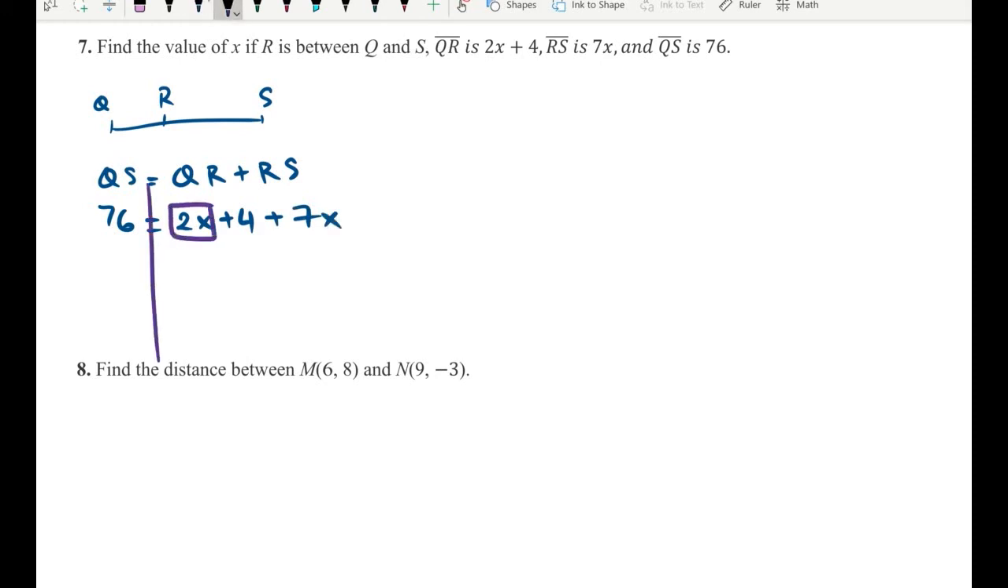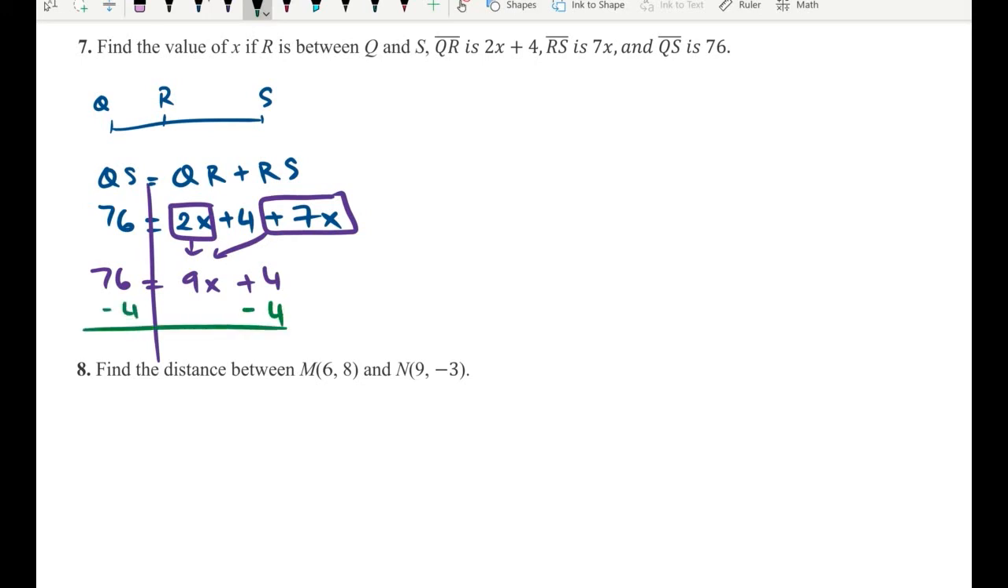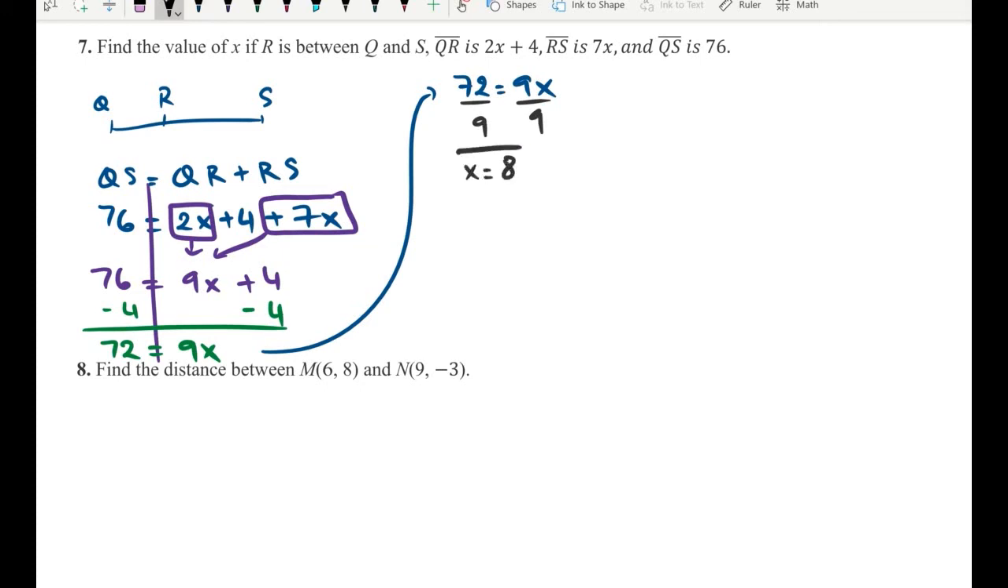Alright, we're going to solve for x. First, combine like terms. 2x plus 7x gives you 9x. Plus 4, and bring down 76. To get x by itself, subtract 4 on both sides. That will give you 72 equal to 9x. Then we divide both sides by 9 to get x by itself. So x equals 8 as the final answer. And that's pretty much it. They just ask you to solve for x, so you don't have to plug it in for anything else.